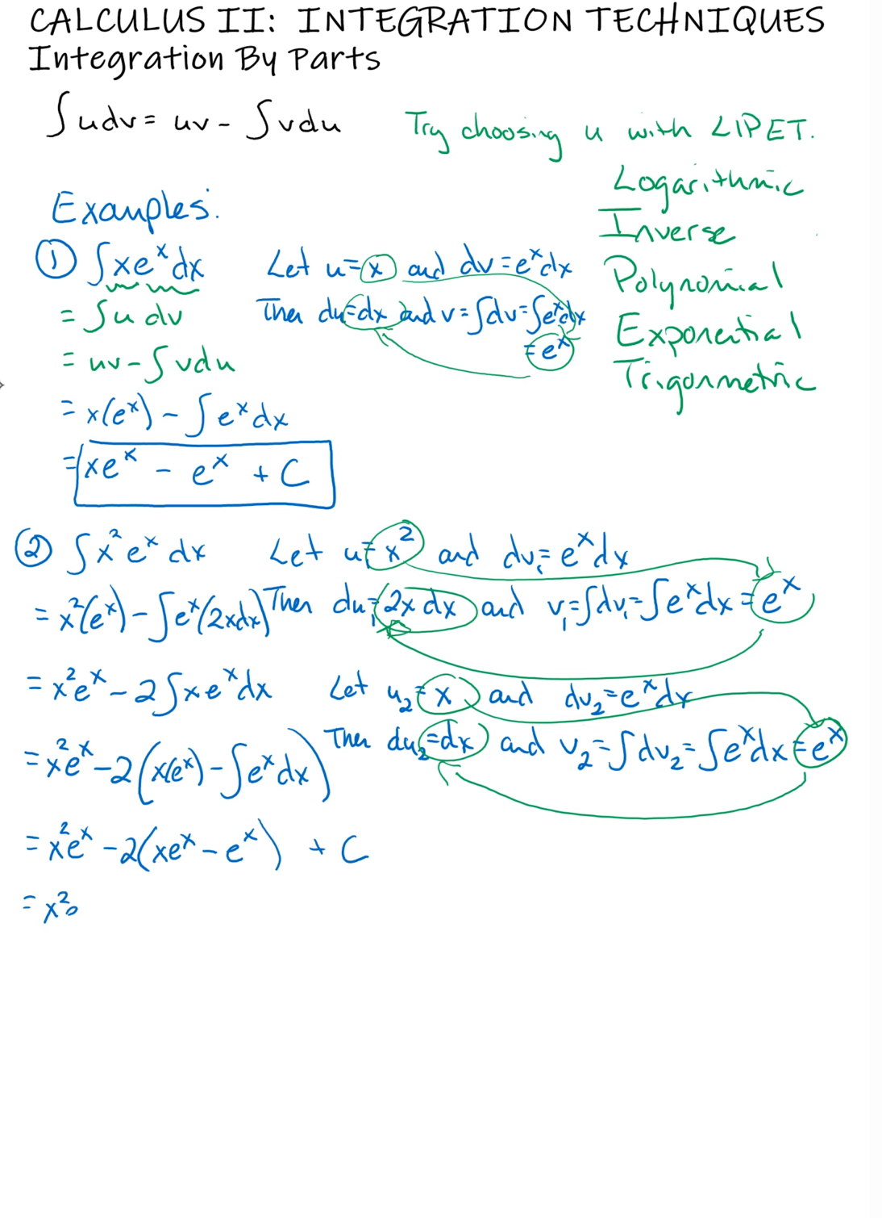Distribute that -2. Be careful, that 2 is negative, so it's going to be my x squared e to the x minus 2x e to the x plus 2e to the x. Watch that negative on there. And then we have our arbitrary constant there at the end.